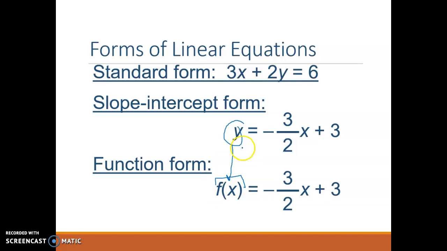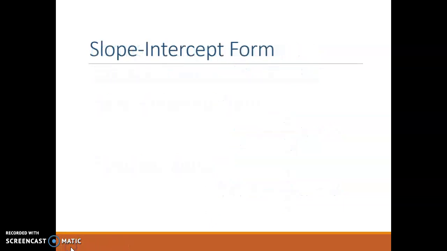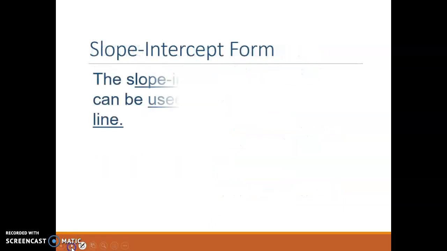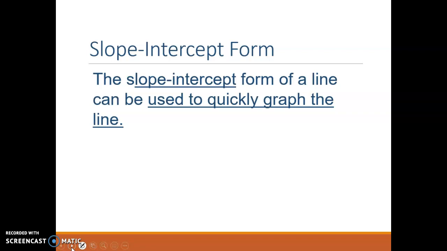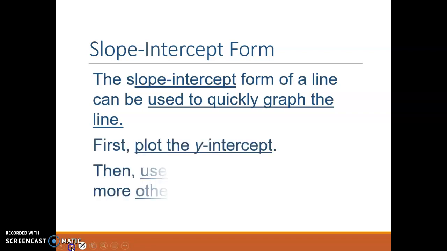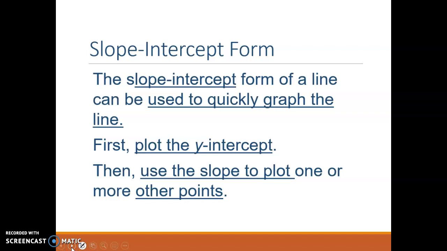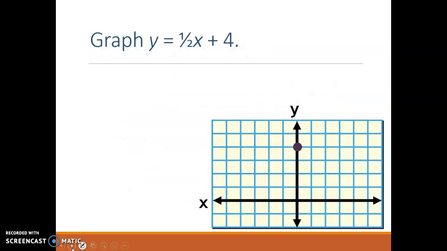F of x just means y is a function of x. Y depends on what the x is. So these are 3 different forms that you might see equations written in. The slope-intercept form of a line is used to quickly graph our line. First, we would plot the y-intercept. Then we would use the slope, the rise over run, to plot one or more other points.